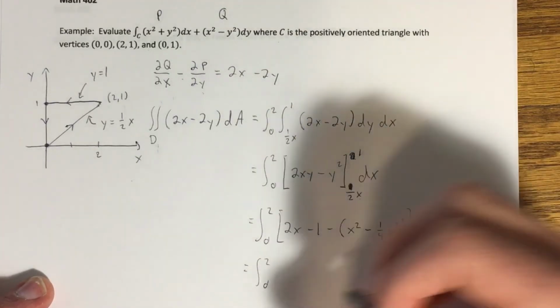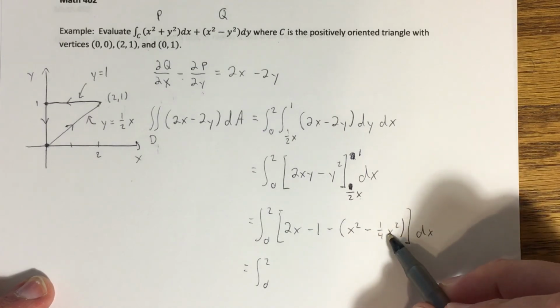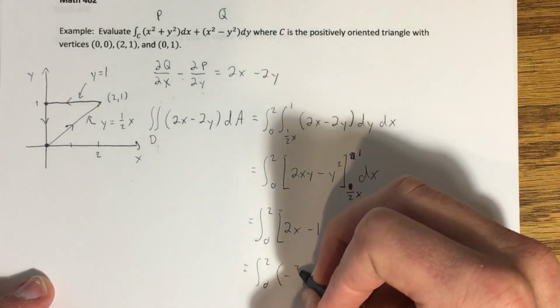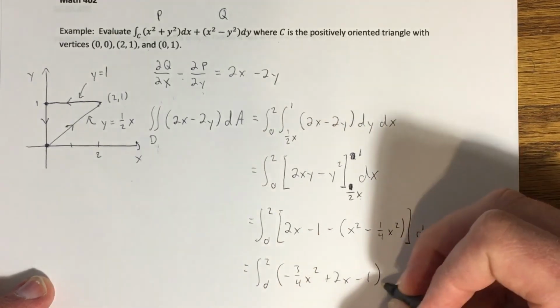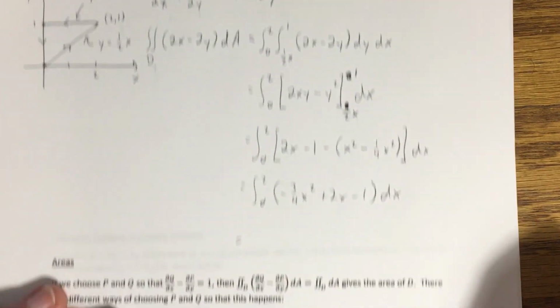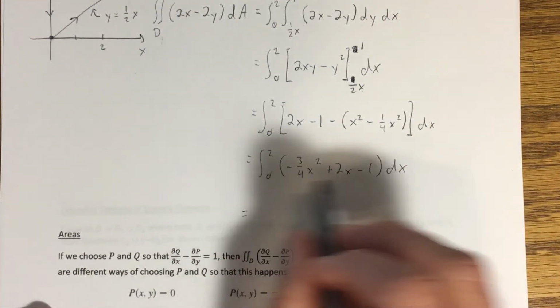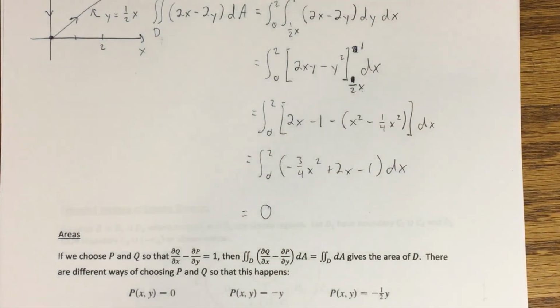Let's see, what do we get? This is going to become negative 3/4 x squared plus 2x minus 1 dx. This is a pretty straightforward polynomial. It's just a definite integral of a quadratic. So I'll jump straight down to the answer. This one comes out to 0.